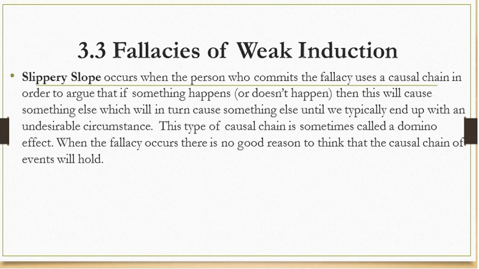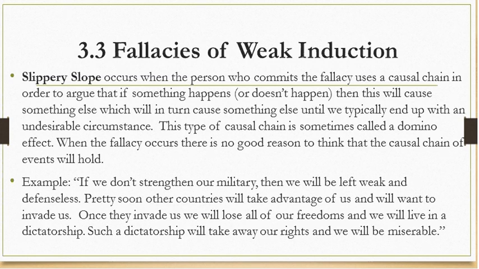When the fallacy occurs, there's no good reason to think that the causal chain of these events will hold. In fact, there is no reason to think that because the first thing happens, the next thing will happen. So it's not just the whole causal chain that is dubious. Even the first step in the causal chain is dubious. Here's an example of that. If we don't strengthen our military, then we will be left weak and defenseless. Pretty soon, other countries will take advantage of us and will want to invade us. Once they invade us, we'll lose all of our freedoms and we will live in a dictatorship. Such a dictatorship will take away our rights and we will be miserable.